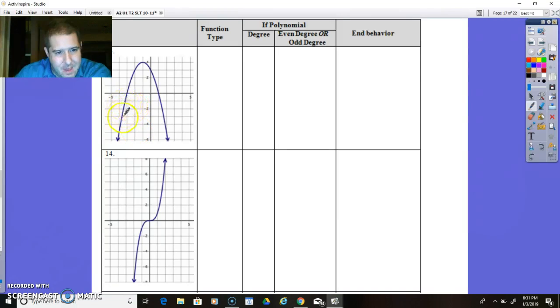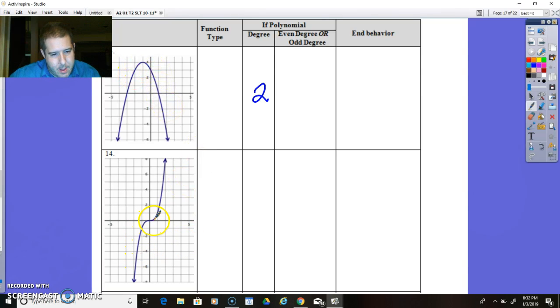Taking a look at a couple of these. This one's both going down, so this has to be an even degree. So this one has to have a degree of at least 2, and I could probably get into that a little bit more. I know I'm running out of time. It could be 4, could be 6, could be 8. We don't really know. We do know that the degree has to be at least 2 because it has 2 changes in direction. So it's going up and then it's going back down, so that's 2 changes.